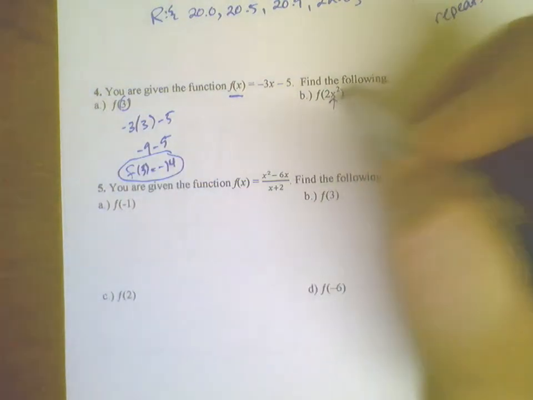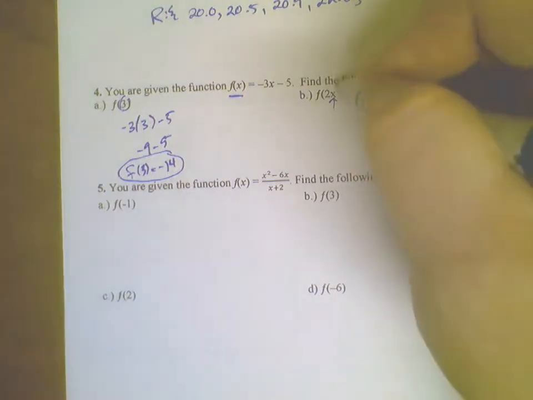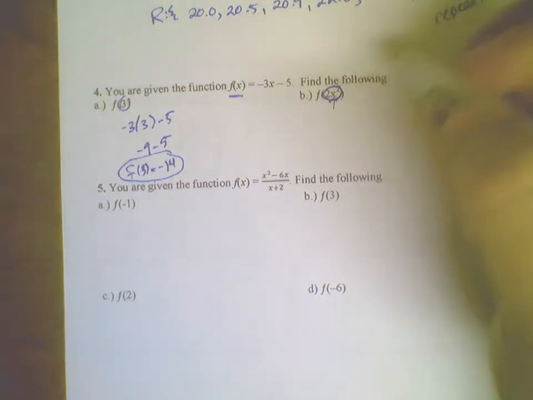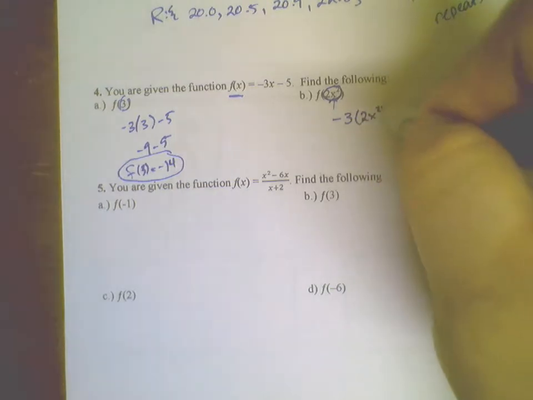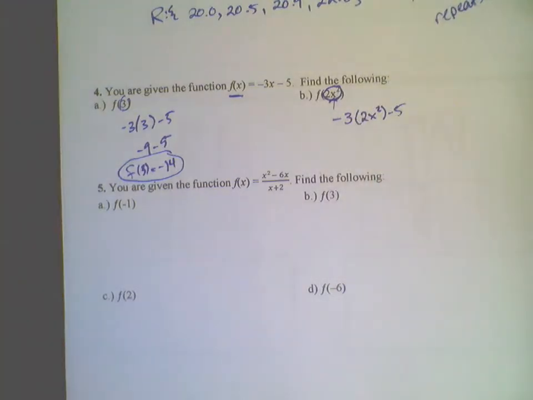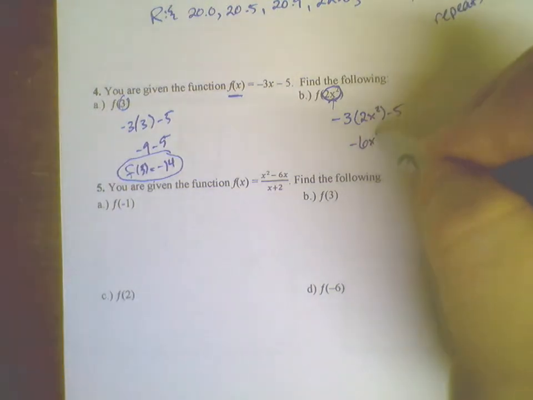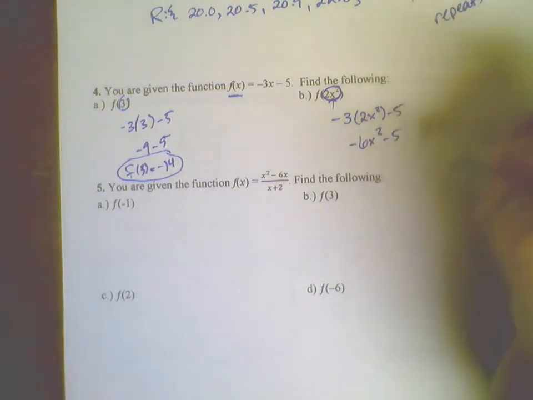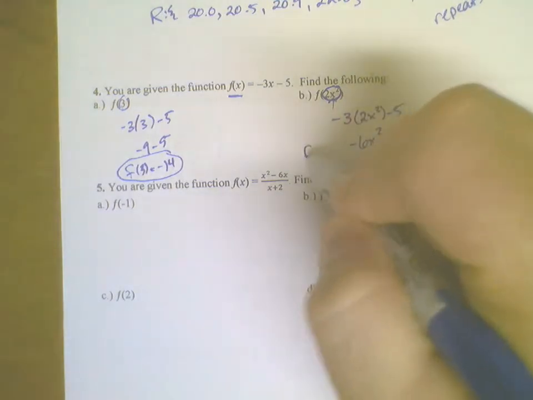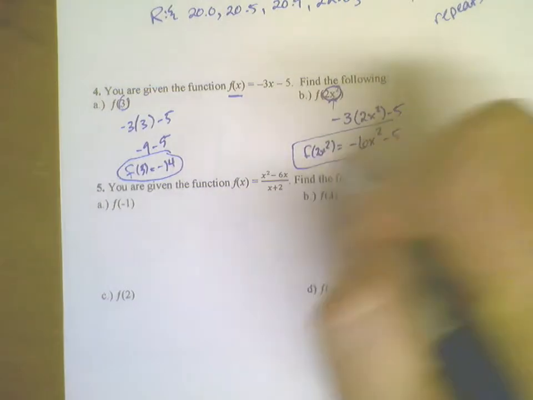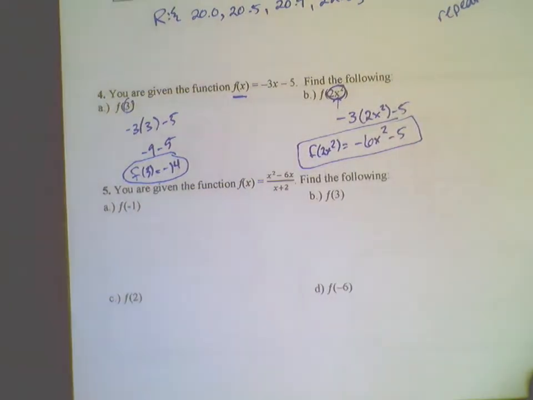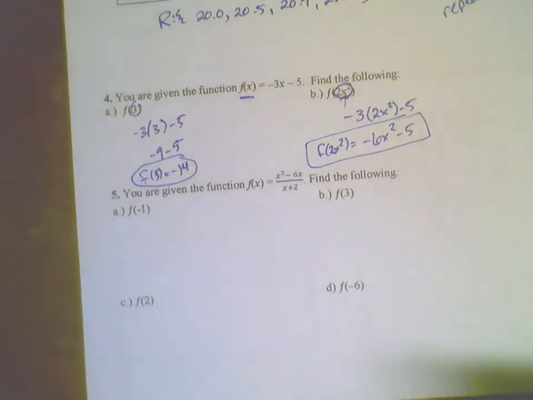Okay? When you see something like this, you're doing the same thing. You're plugging this whole value in here. The 2x squared just gets plugged in for the 3, so it's going to look like this. Just like that. And then I just multiply from left to right and simplify as much as I can. So it's -6x squared minus 5. And that's it, because I cannot combine any like terms here. So that's it.